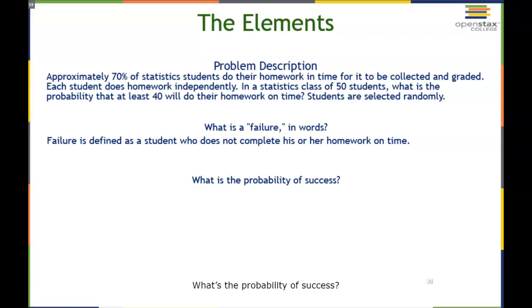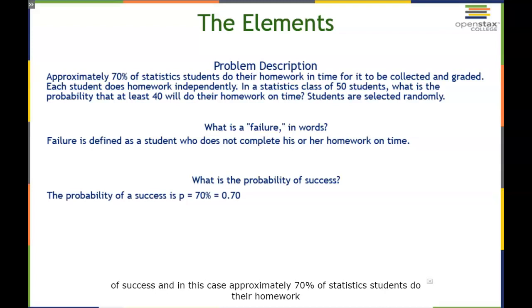What's the probability of success? Generally speaking, in your problem description, you will be given the probability of success. And in this case, approximately 70% of statistics students do their homework in time for it to be collected and graded. So the probability of success is 70%, but we don't do math on percent, so we need to change that over to a decimal. P, the probability of success, will equal 0.7.